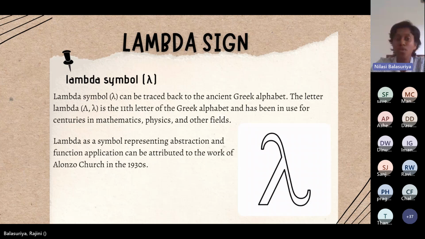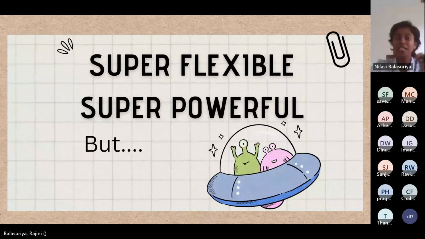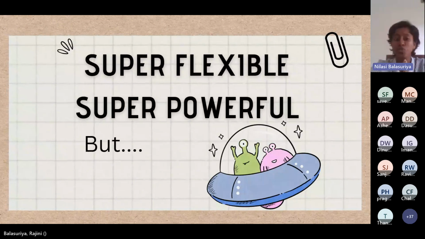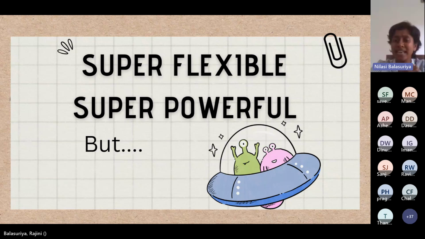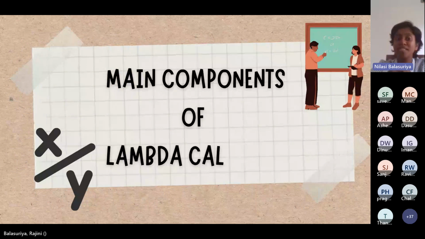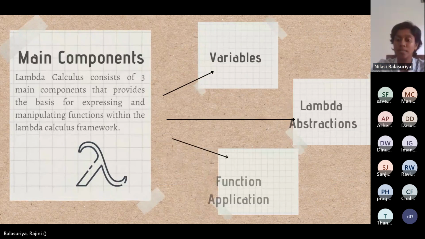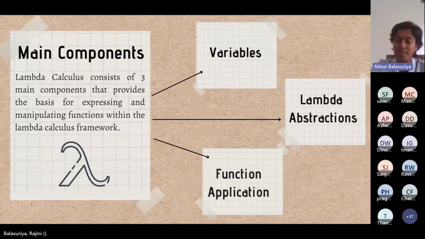Now, as we all know, lambda calculus is a significant factor in the field of computer science. It is super powerful and super flexible, but it looks like an alien language at first glance, so it won't get the best first impression. To make our alien language somewhat human, we will start with the main components, which are variables, lambda abstractions, and function applications.